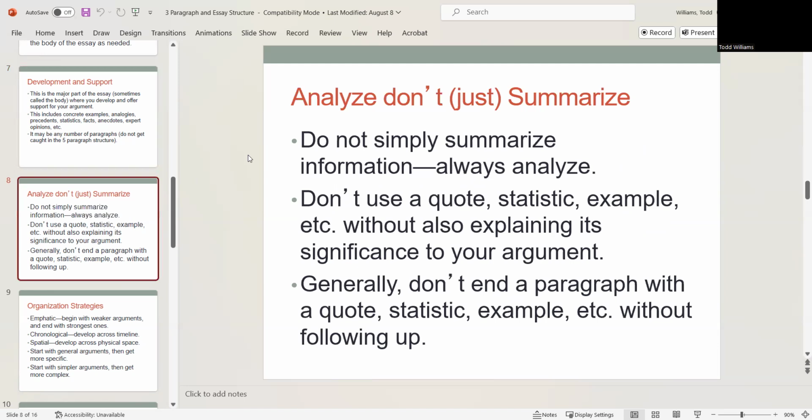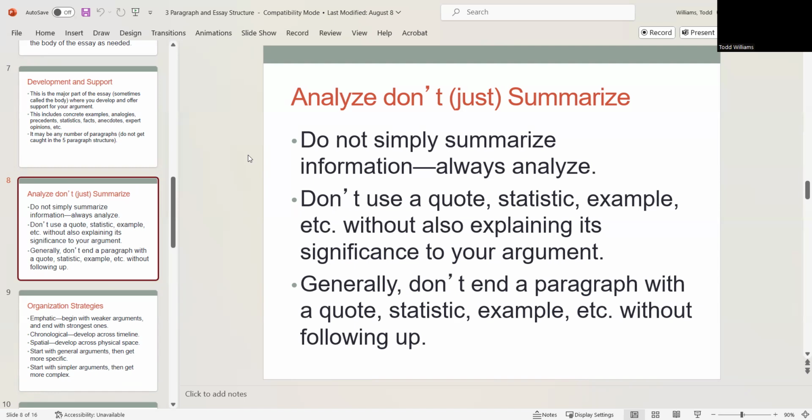One thing that I like to say about this part of the essay is analyze, don't summarize, or at least don't just summarize. So when you're presenting information, when you're presenting that objective evidence to support your argument, statistics or whatever, don't just present the information, don't just give a quote, don't just give a statistic, don't just give an example. Always follow it up with analysis, right? Keep bringing it back to your thesis. Here's how this relates to the argument I'm making, right? Here's the statistic. Here's why the statistic is significant in relation to the argument I'm making, right?